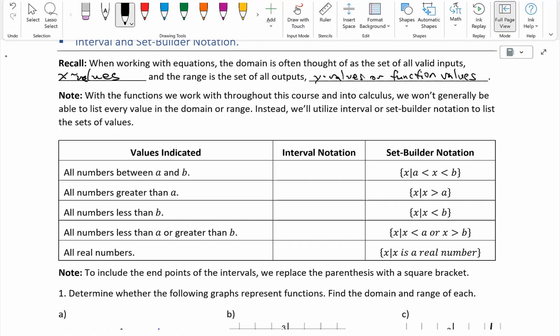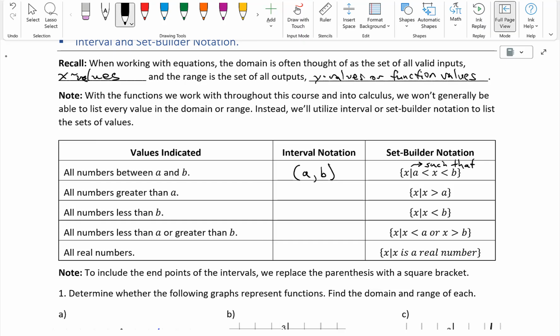So to indicate all values or all numbers between a and b, we've got an open parenthesis with an a, comma, b with a parenthesis. So just between a and b, we don't include a and b themselves. We'll talk about how to do that below if you haven't seen it in a while. And for the set builder notation, one thing to point out, this little bar here is read as such that. So we can say it's all x such that x is between a and b.